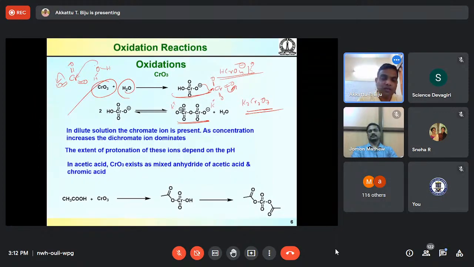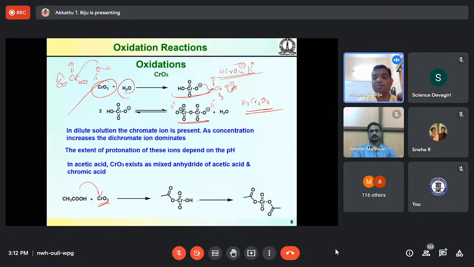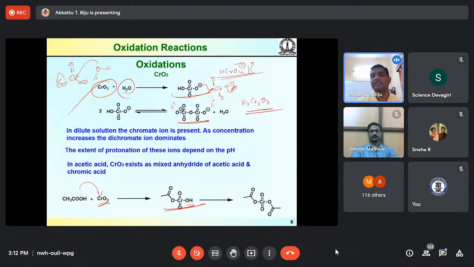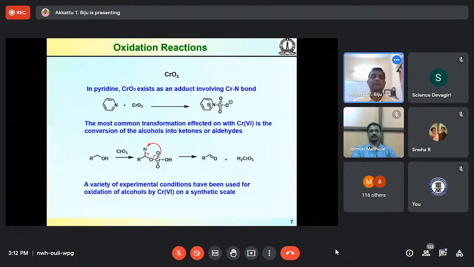And if we add acetic acid, the addition of acid to the chromium trioxide can take place like this. And again, a second molecule of chromium trioxide, the carboxylic acid can add to form an anhydride species. And this is not very important, but please remember this chromate and dichromate species generated under the reaction conditions.